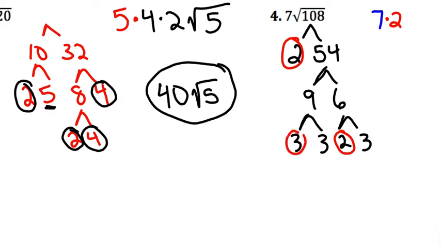I also have a pair of 3s. Again, I'm choosing the 2 3s that are right next to each other, but they don't have to be. You could have chosen this one and this one. Okay? It doesn't matter. They don't have to be right next to each other. You just need a pair. So keep that in mind.